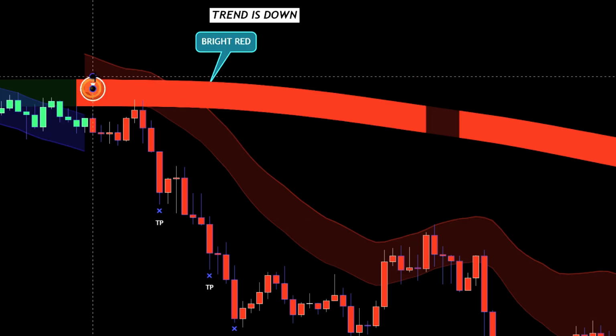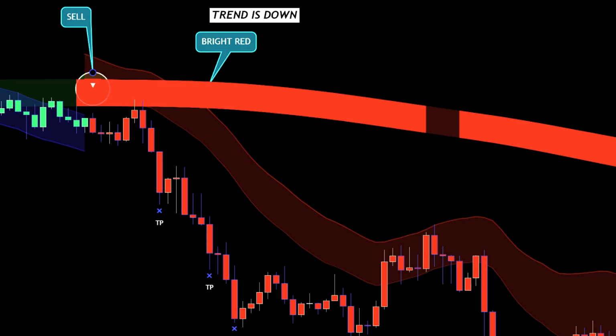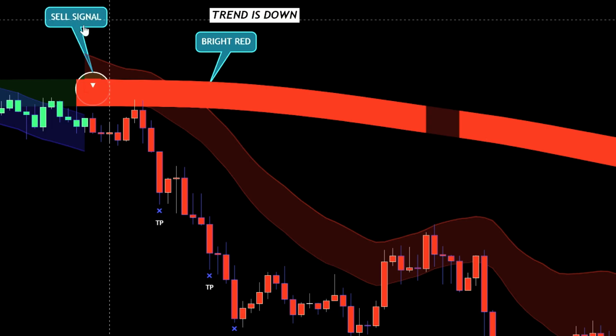Now here's a short. We get a sell signal. What does our filter say? It's bright red. The trend agrees with the signal.